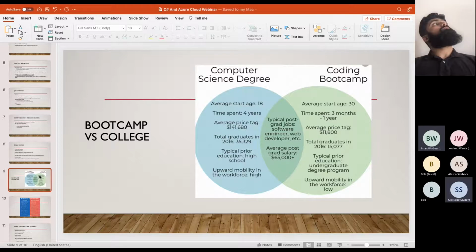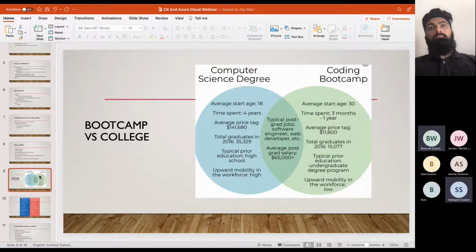Okay. The other thing is the price tag. The price tag for an actual university or college is a lot higher than the price tag for a boot camp. And at the end of the day, if you guys end up in the same place, sometimes it makes more sense to do a boot camp.